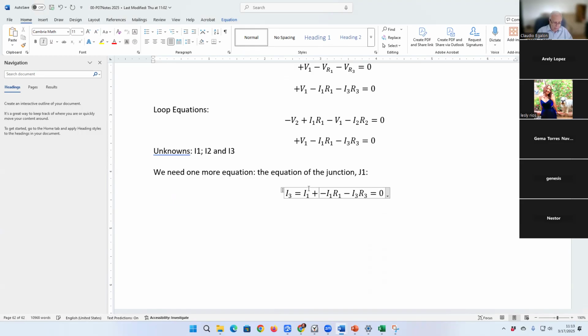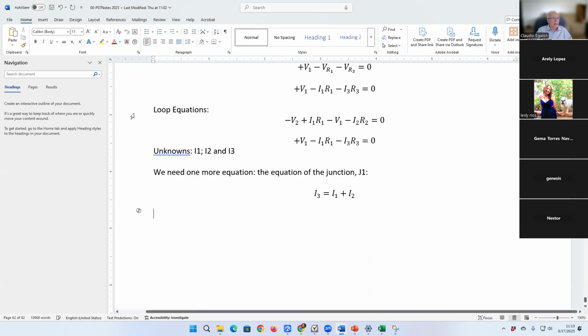I1 plus I2. We don't need that. And now we have three equations and three unknowns. That's the system that I mentioned to you, okay? Those problems can become very complex once you have circuits that have several loops and several junctions, okay? And the more equations we have in our circuit, it's more mathematically challenging to solve them.